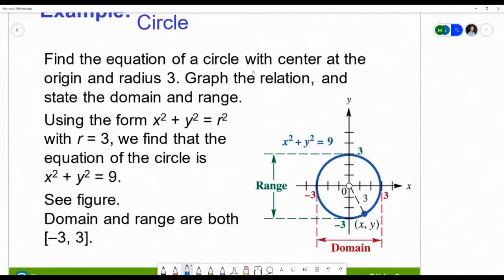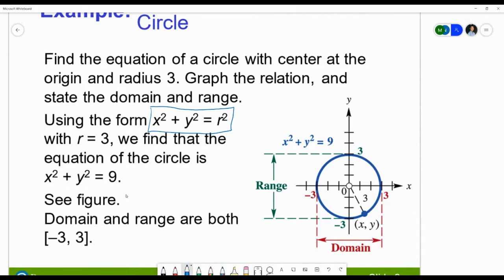Okay, find the equation of a circle with a center at the origin and a radius of 3. Now, this is fairly easy because if the center is at the origin, then that's just 0, 0. And we're just going to use this form. Now all we have to do is plug in r, and r is 3. You have x squared plus y squared equals 9. So nothing too hard here.